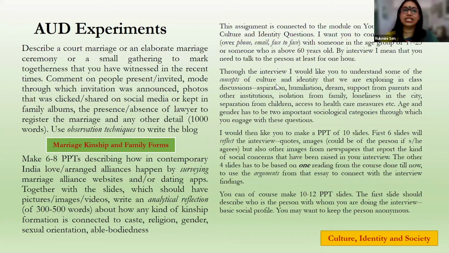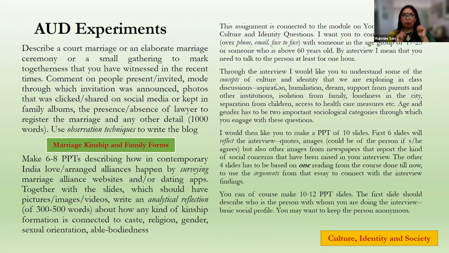Another kind of assignment, and I try to always give group assignments to students, has been through building up presentations around how love and arranged alliances happen in contemporary India. You might survey marriage alliance websites or dating apps, and then do an analytical reflection on the concepts that the paper is trying to cover. So concepts around kinship, which is buttressed through caste, religion, gender, sexual orientation, able-bodiedness.